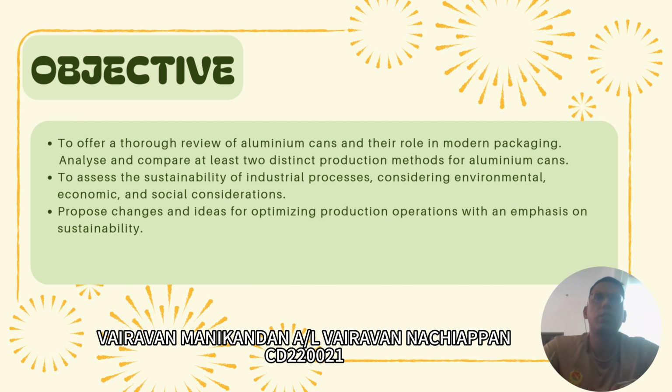And also, we are trying to propose changes and ideas for optimizing production operations, which means we want to make the production faster. For example, to make a can takes maybe around 20 minutes per can, and we want to reduce the time to 10 or 15 minutes so that we can do more mass production.